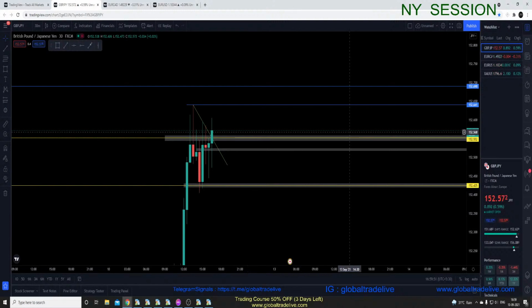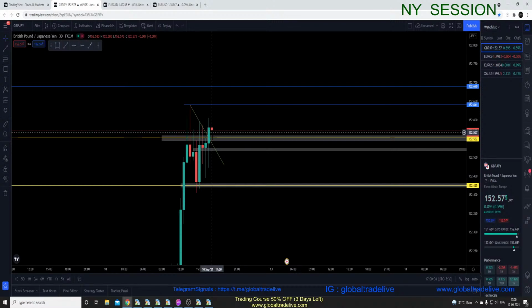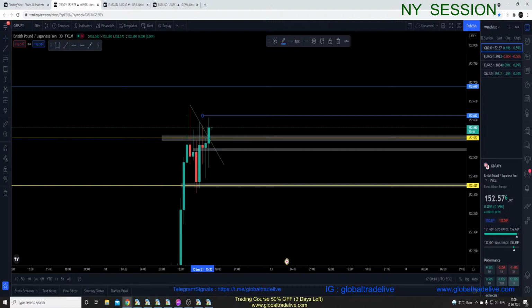Okay, 10 seconds remaining here for this candle to close. Let's see how this will be closing. Okay, so it just closed here. So now if this current candle breaks the high of the previous candle, I'm going to take a buy trade. Yeah, this is the point. It will be perfect to take a buy trade.